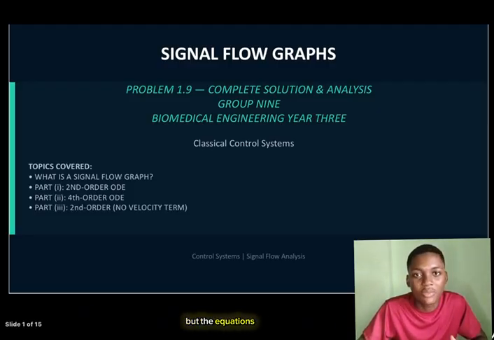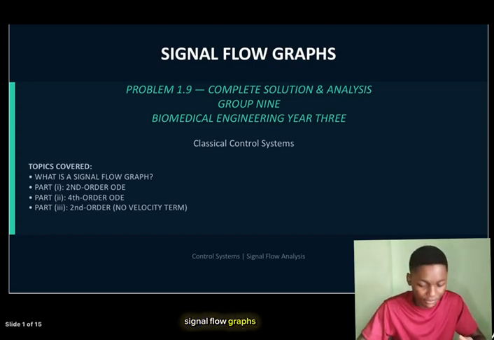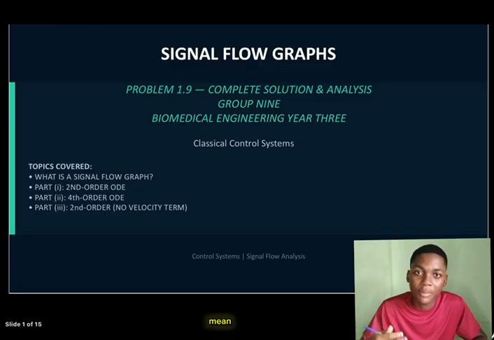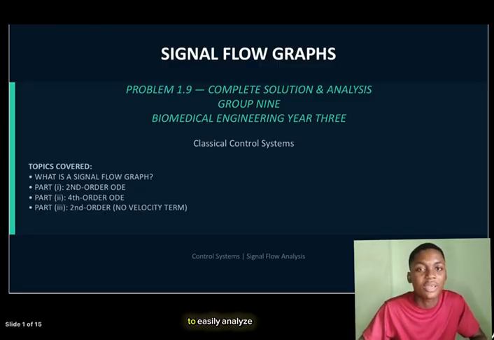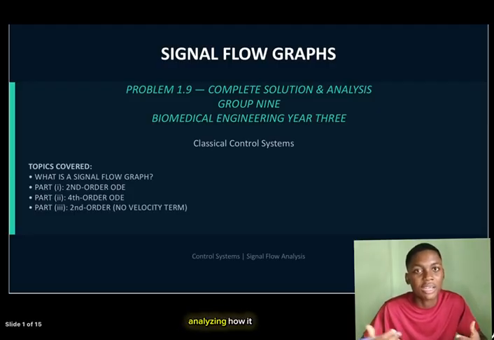But the equations become tedious to analyze and compute manually when the order of the differential equations becomes higher and higher, and so we'll be learning how to convert them to signal flow graphs. Every higher order differential equation can be converted to signal flow graphs by some laid down rules and procedures that we learn. Those signal flow graphs will help us to easily analyze manually how the systems are behaving, the various feedbacks in the system, and how to manually operate the system and then compute the values, analyzing how it would operate.